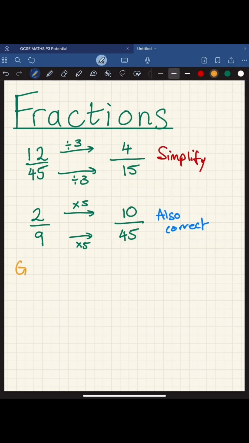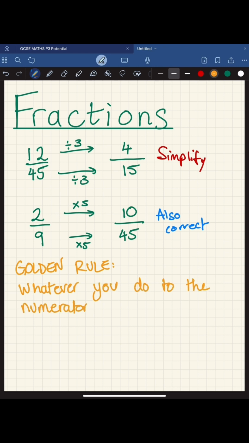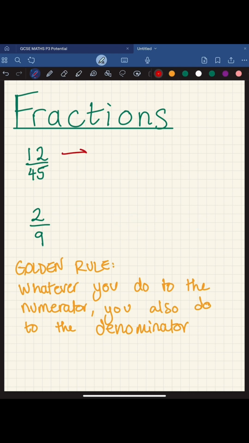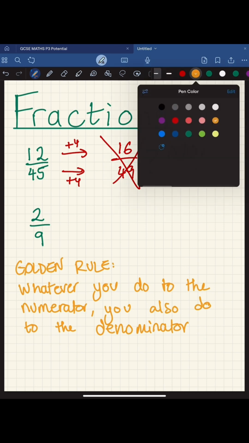Remember, the golden rule is whatever you do to the numerator, you have to do to the denominator as well. As long as you remember this, simplifying is simple. Now, what you can't do when simplifying is add the same thing to the numerator and denominator. This completely changes the fraction.